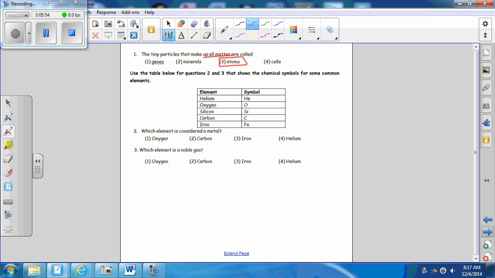Which element is considered a metal? Well, you know it has to be to the left of the zigzag, and this is the only one that could be it. I think most of us got that right.